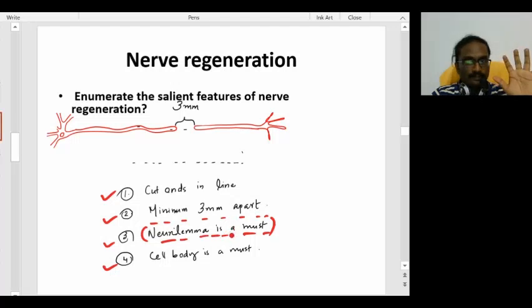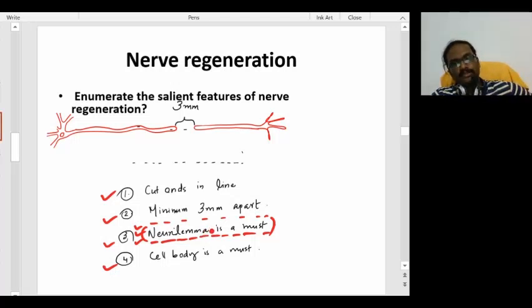Along with this, one more thing to say: in the CNS, inside the central nervous system, most of the neurons once degenerated will never regenerate. The reason is nothing but the loss of the neurolemma. In all central nervous system injuries you don't find the neurolemma intact. In most cases the neurolemma is gone. That is the reason why it is very difficult for a central nervous system neuron to regenerate. Besides this, what are the other important points?